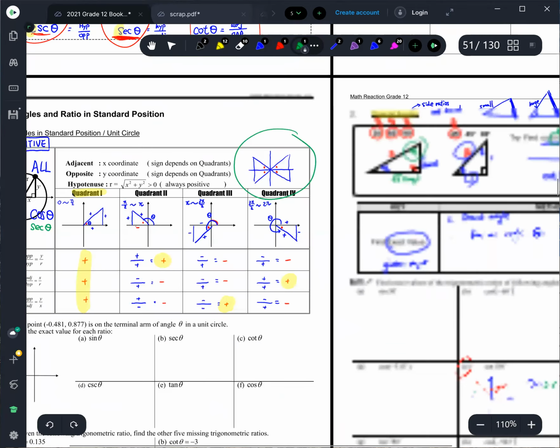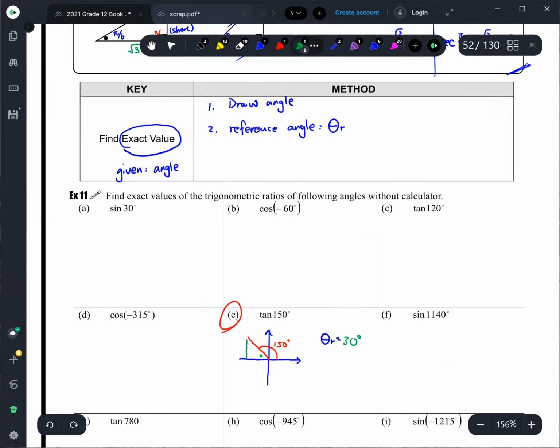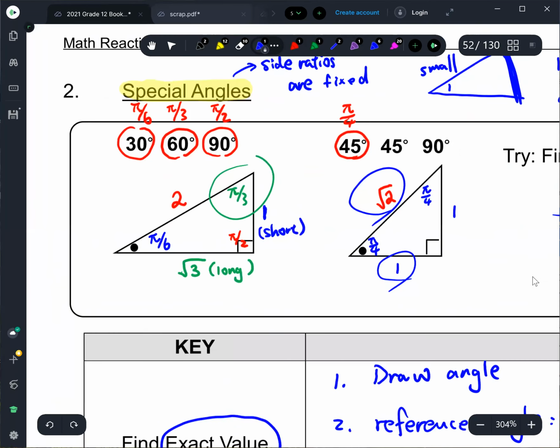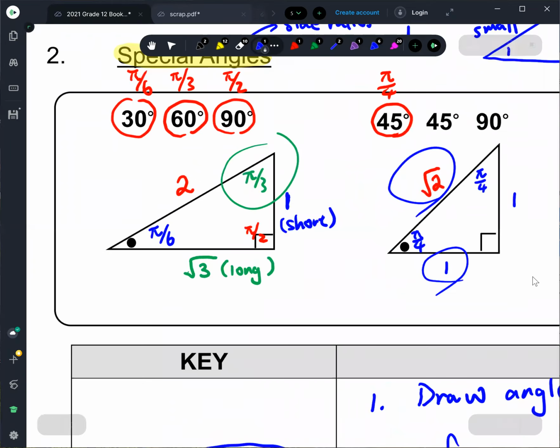Eric and Jocelyn, did you get the reference angle? If you have any questions, let me know. If you forgot how to find the reference angle, or don't know why we get 30, let me know. Once you have the reference angle, we see it's 30 degrees, so 30 degrees is one of the triangles here. It's either the green angle or the blue one, pi over 6 or pi over 3.